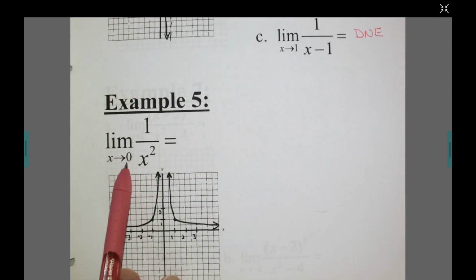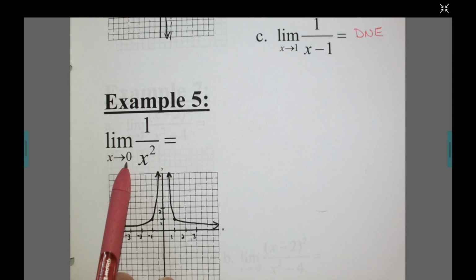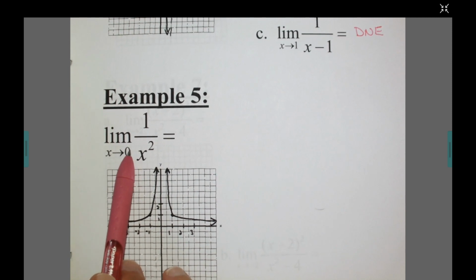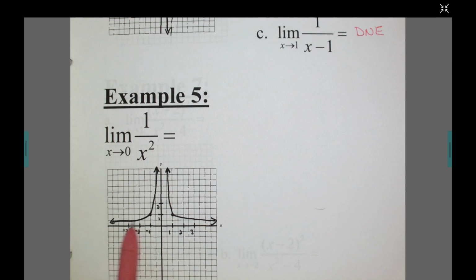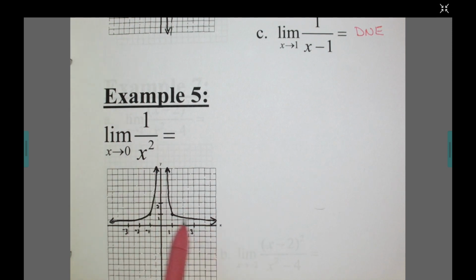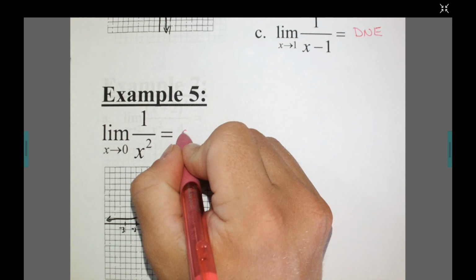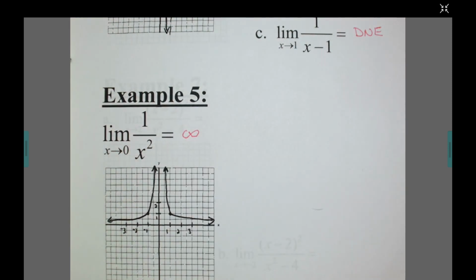Going down to the bottom one, I believe this is the last one where the graph is provided. There's no left or right on this. They just want the limit as x goes to 0. So remember, no notation up there from left or right, I do it from both. From the left, positive infinity. From the right, positive infinity. It matches up. We have a limit of infinity.